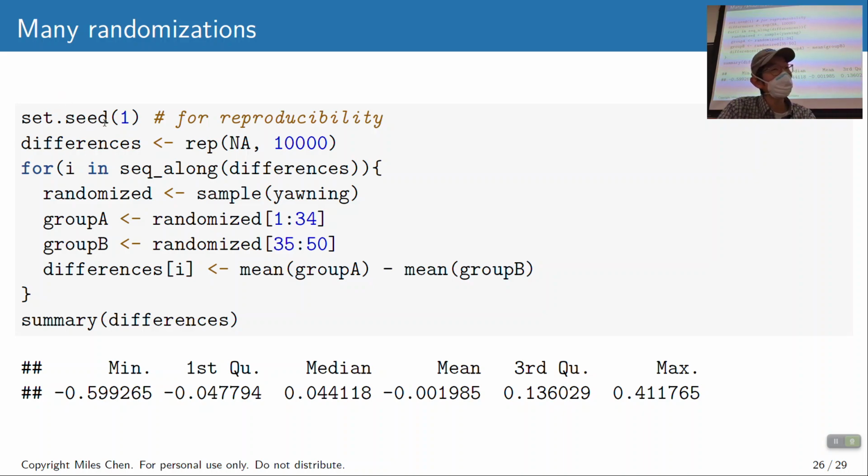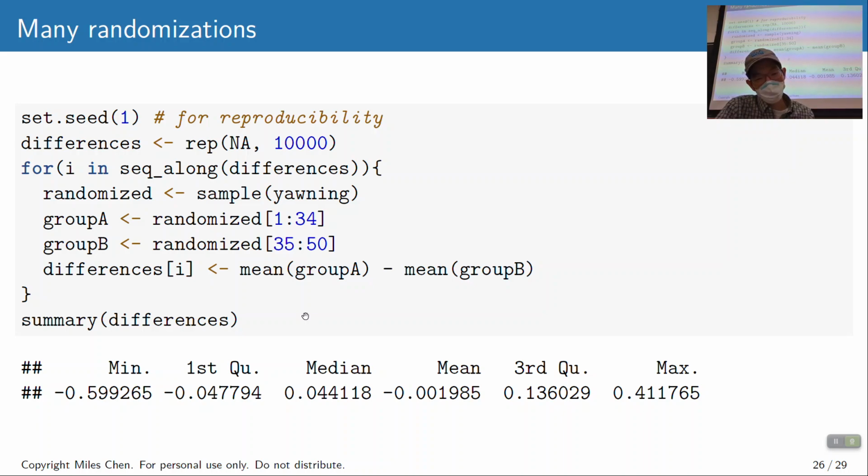If you set a seed, make sure you do it outside the loop. Don't ever set the seed inside the loop, because you'll get the same results every single time. So don't set the seed inside the loop. Okay. So here, again, shuffling it 10,000 different times, every single time, 34 into group A, 16 in group B, we're going to calculate the difference between these two proportions.